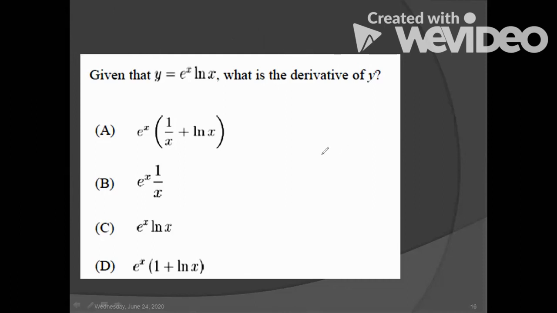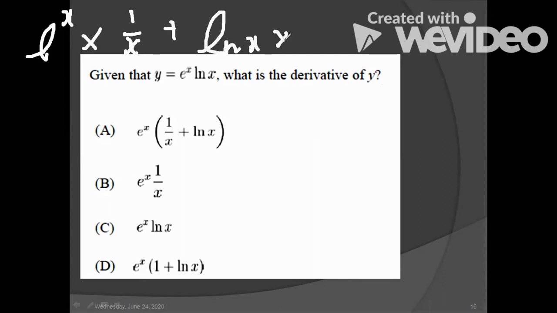Obviously we're going to use the product rule. And what's the product rule? The product rule goes like this: first times the differential of the second. Because of space, let me just try to conserve. So first means you write the e to the x. First times the differential of the second, plus second times the differential of the first.